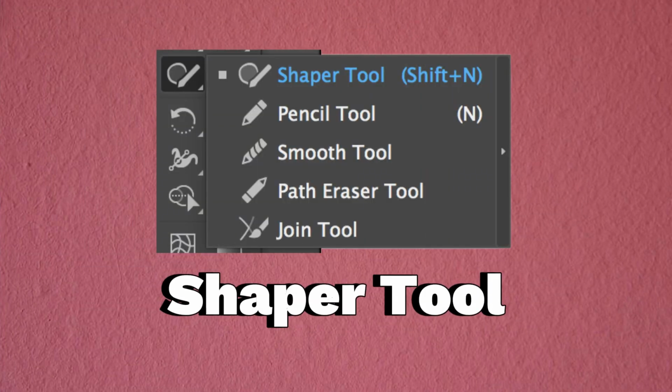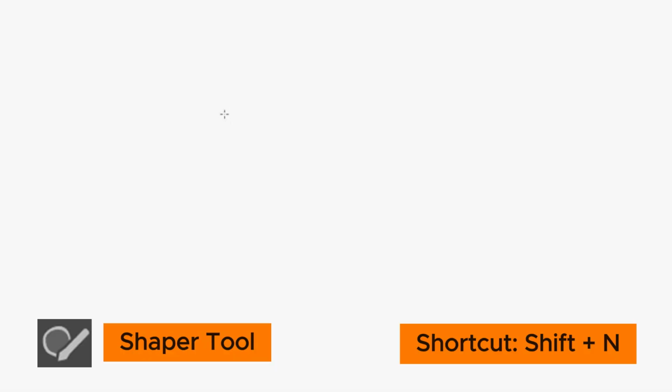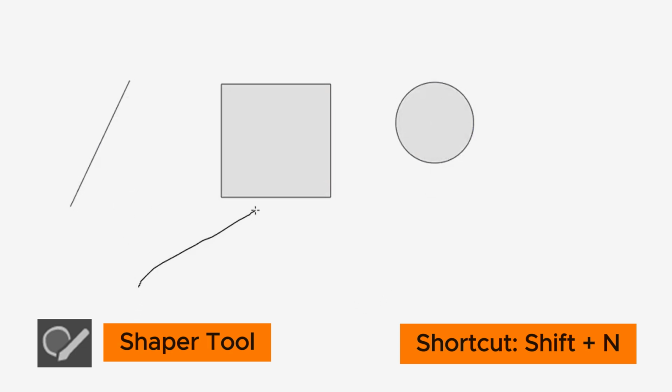The Shaper tool. Shortcut is Shift-N. Click and drag to draw a rough approximation of the shape you desire, and Illustrator will automatically turn it into a crisp geometric shape. Works for straight lines, rectangles, ellipses, and polygons.